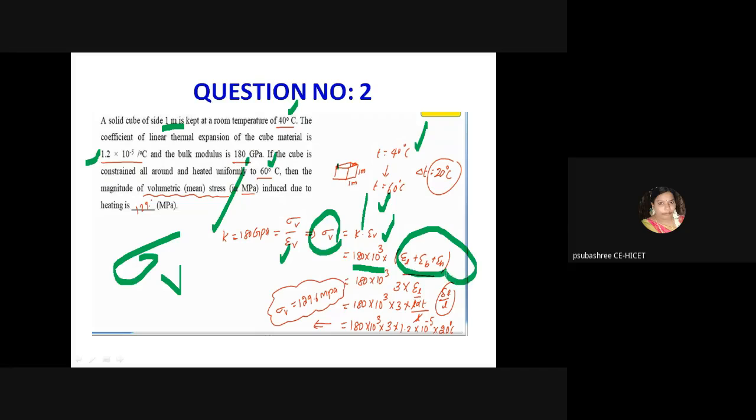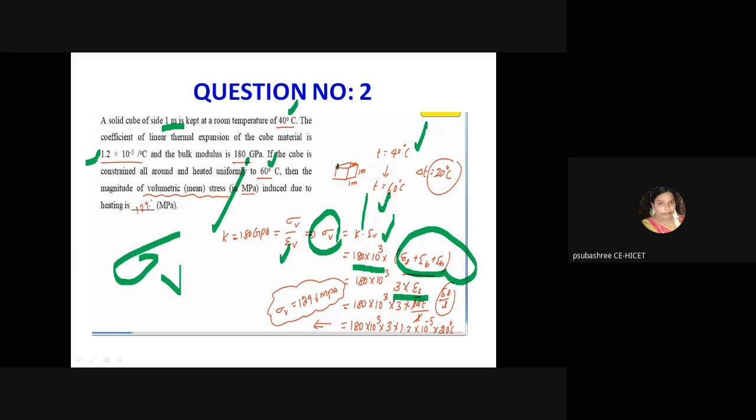So here please note this point. The strain in length, breadth and height. The section is a cube, so it has the same strain. So you should also write 3 into epsilon L. Here the solid cube is the section.